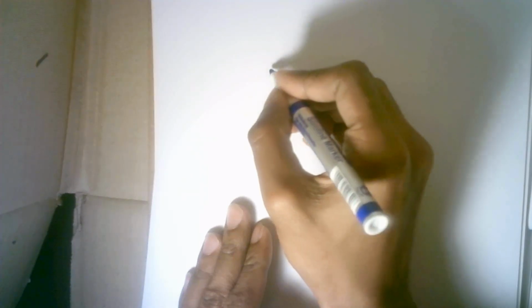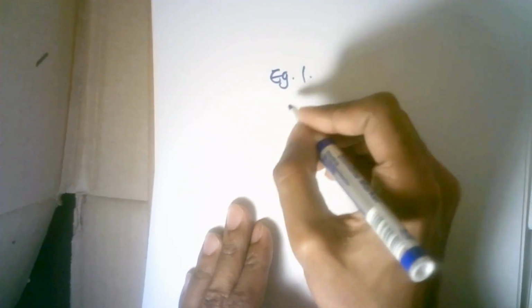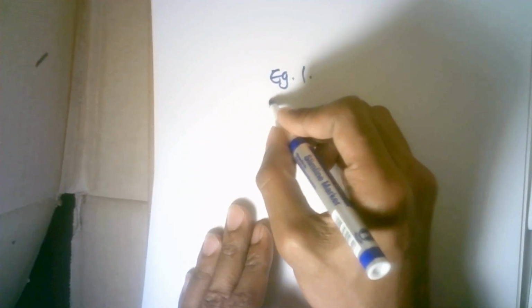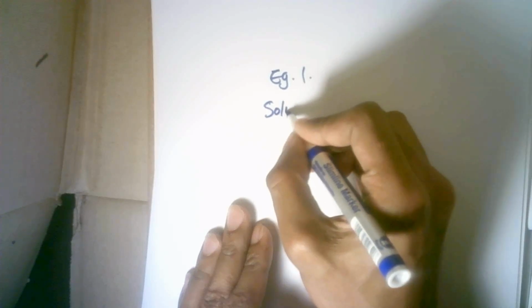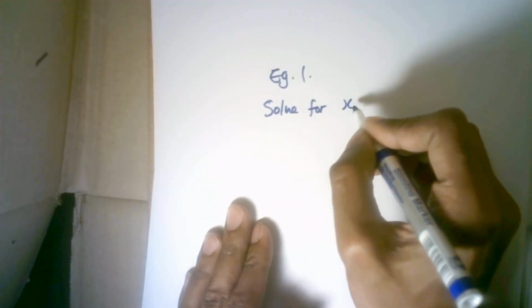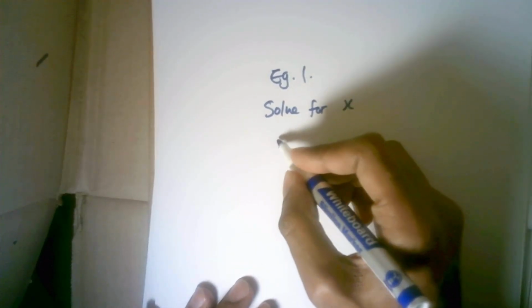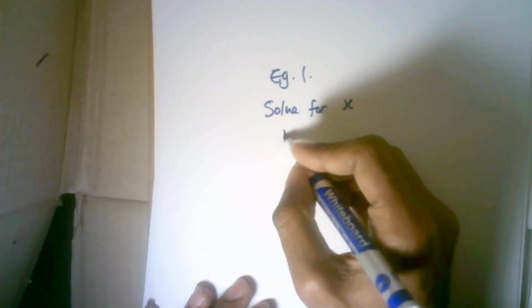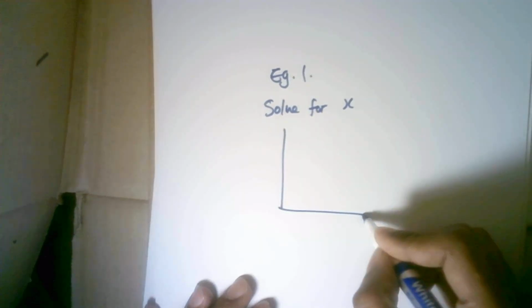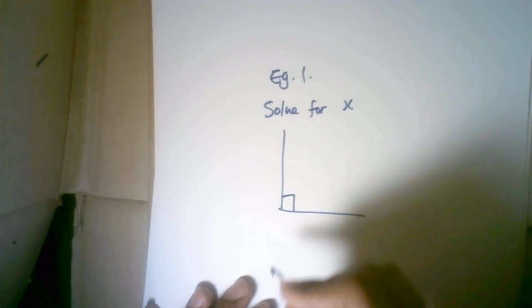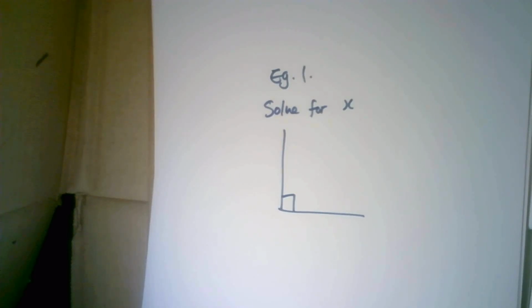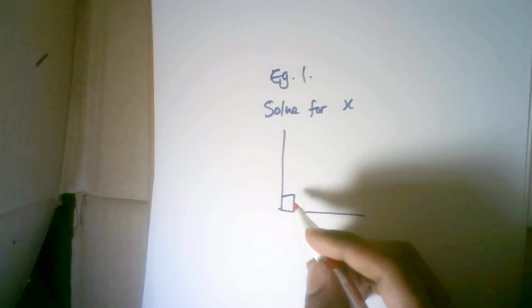For example, let's do example 1. Let's say I ask you to find the value of x. So solve for x, or to find the value of x, would have been a better way to word it. So let's say I have a straight line and I have another straight line. And these two lines are perpendicular to each other. They intersect at 90 degrees. So this angle is 90 degrees.